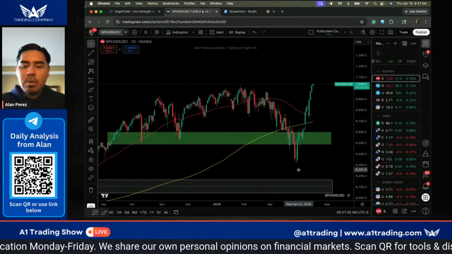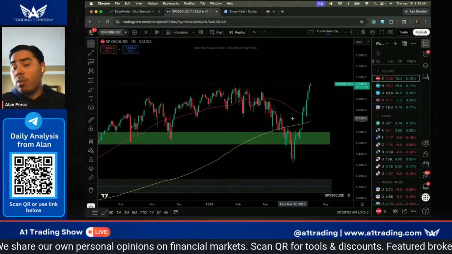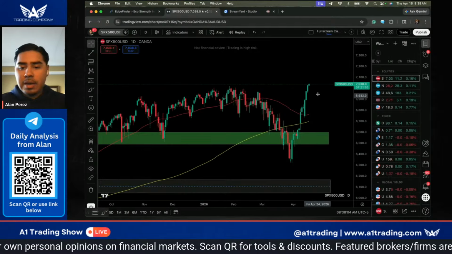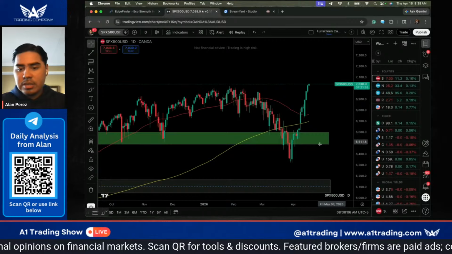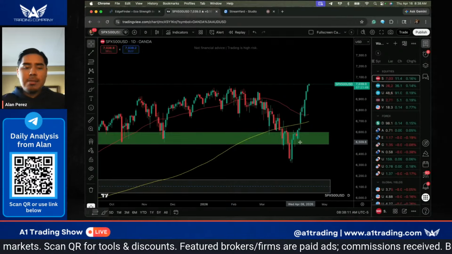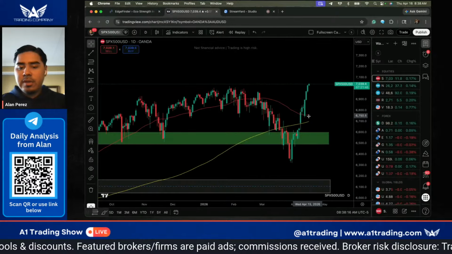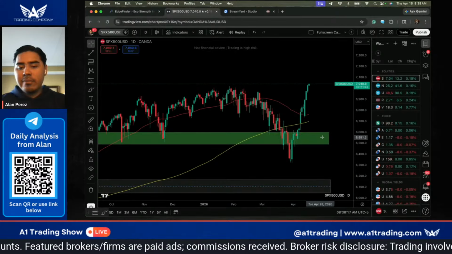So, yes, market is moving here pretty aggressively to the upside. However, I would stay away from actually buying this market because there's just so much downside risk. I would rather wait for a meaningful pullback. And for me, that meaningful pullback would be somewhere around these moving averages here, whether it be the 50 or the 200 day, or even the support.